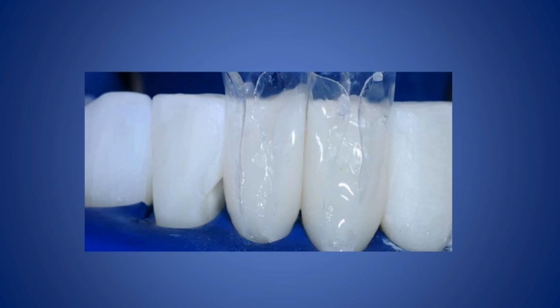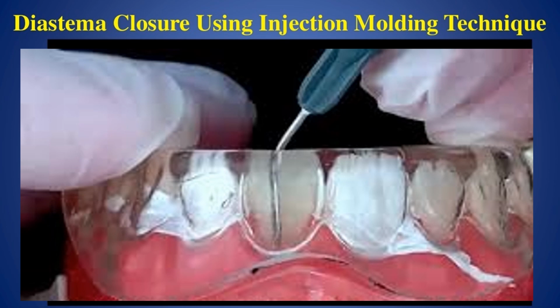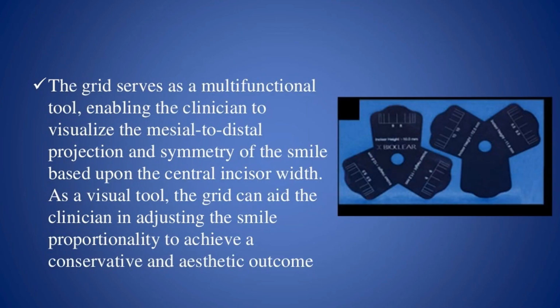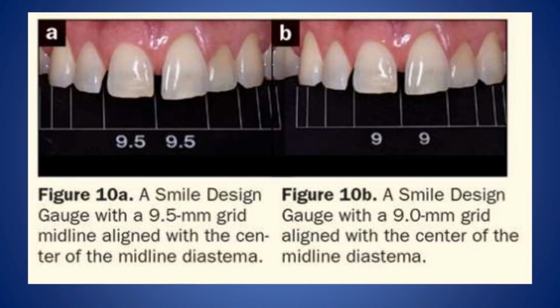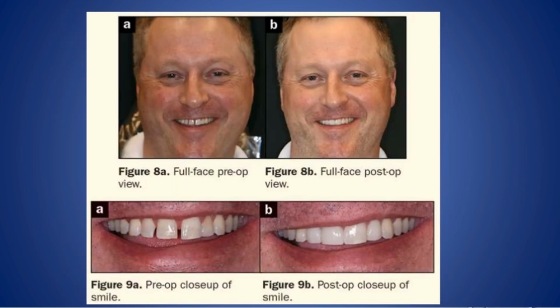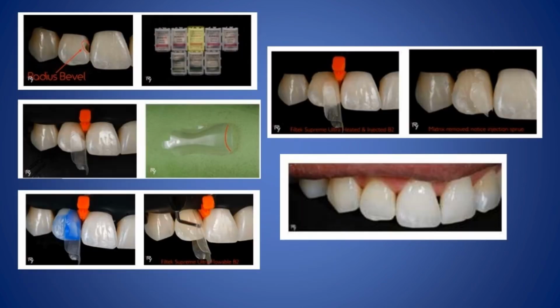28. Diastema closure using injection molding technique. 29. Chairside smile design. This offers the advantage of diagnostic planning done with clinical photography instead of time-consuming study models and diagnostic wax-ups. 30. The grid serves as a multifunctional tool, enabling the clinician to visualize the mesial to distal projection and symmetry of the smile based upon the central incisor width. As a visual tool, the grid can aid the clinician in adjusting the smile proportionality to achieve a conservative and aesthetic outcome. 31. Class 3 restoration using the BioClear matrix with injection molding.